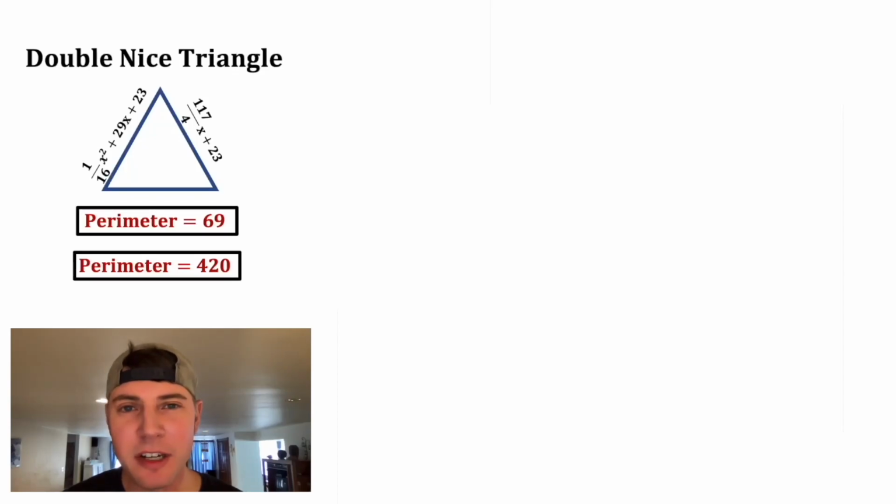Hey guys, the other day I made a video about this double nice triangle. You could say it simultaneously has a perimeter of 69 and a perimeter of 420 at the same time. I thought it'd be fun to share with you guys how I created it. So first it starts out as an equilateral triangle.